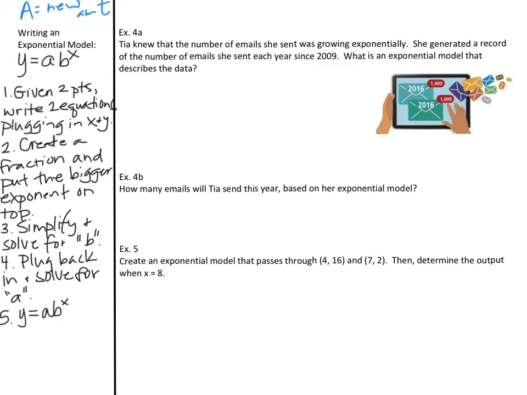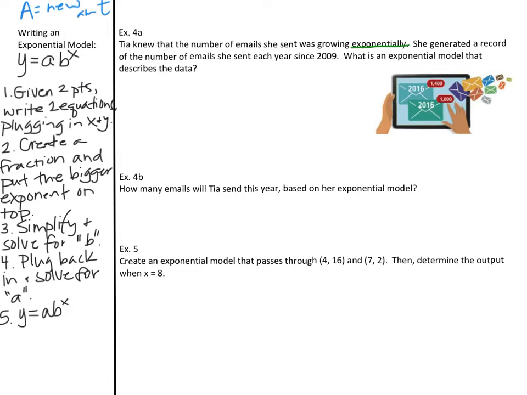All right, let's see how this works. Example 4a. It says Tia knew that the number of emails she sent was growing exponentially. She generated a record of the emails that she sent each year since 2009. What is an exponential model that describes the data?